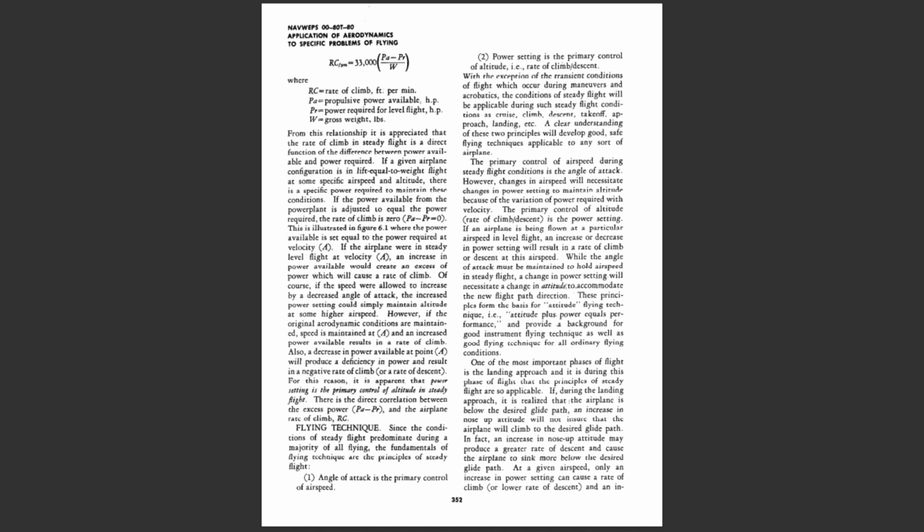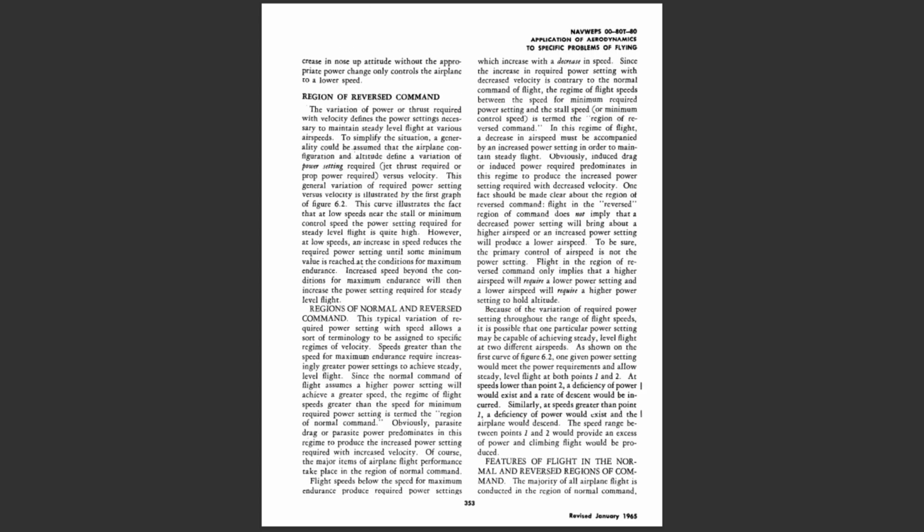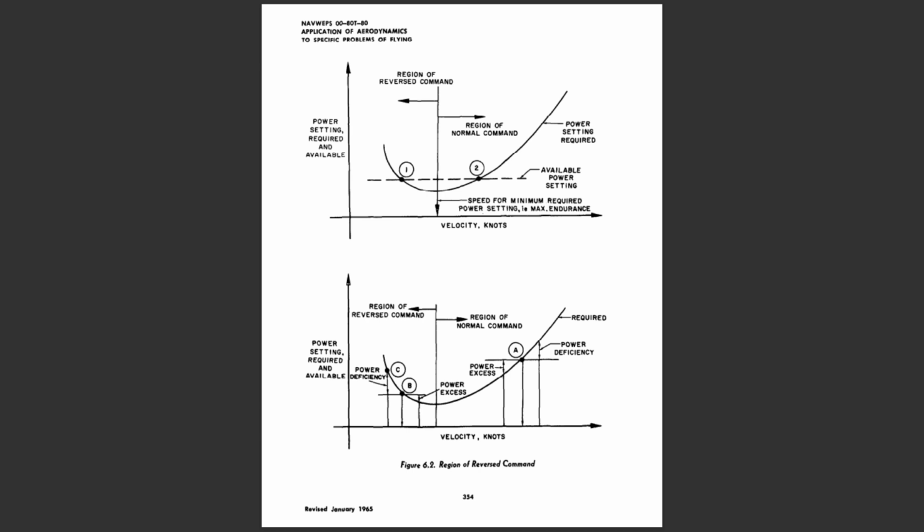At a given airspeed, only an increase in power setting can cause a rate of climb, or lower rate of descent, and an increase in nose-up attitude without the appropriate power change only controls the airplane to a lower speed. Region of reversed command. The variation of power or thrust required with velocity defines the power settings necessary to maintain steady level flight at various airspeeds.